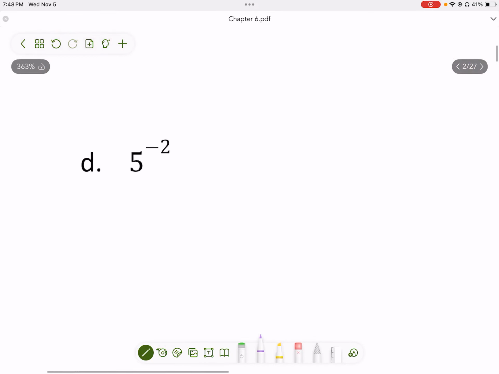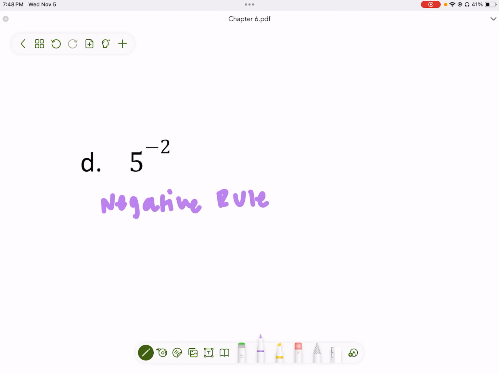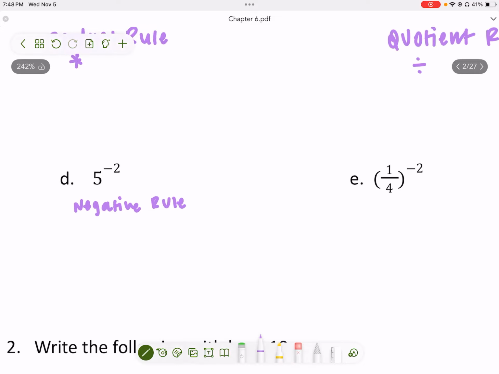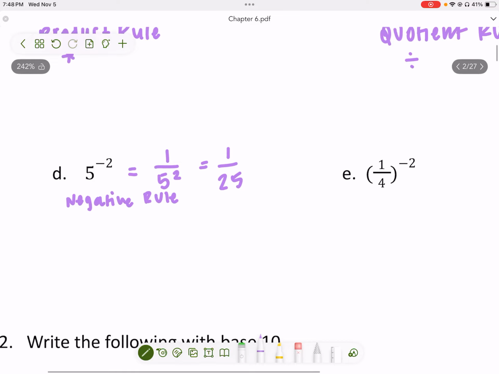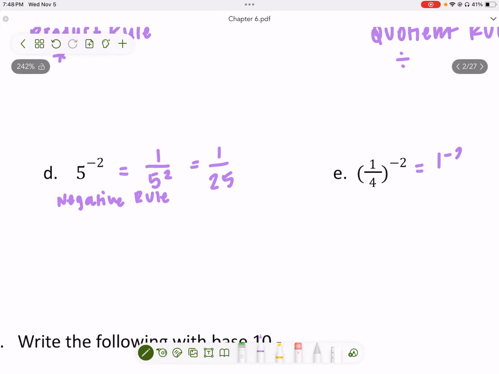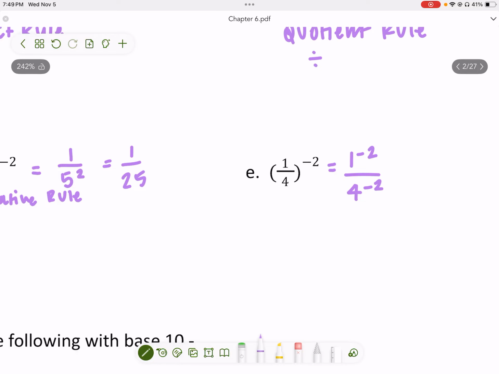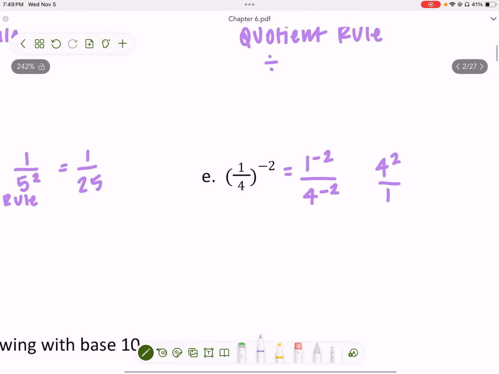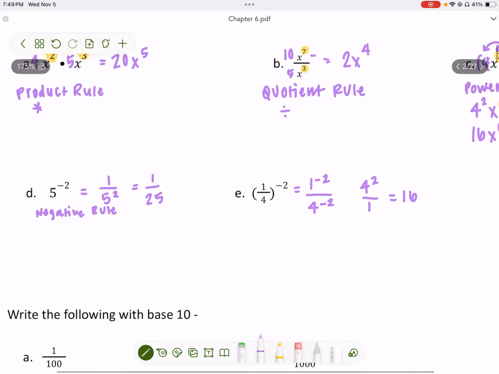Moving along, this is going to be your negative rule. Generally speaking, we don't like to have negative exponents. So the way that we work around that is to create a fraction out of it or to flip it. So in this case, what you could write is 1 over 5 to the positive power of 2, which would be 1 over 25. The same thing would happen with E, where this is 1 over 4 to the negative 2. This means we're going to end up with 4 squared over 1, or just 16. Right? So that's also the negative rule. Works both ways.